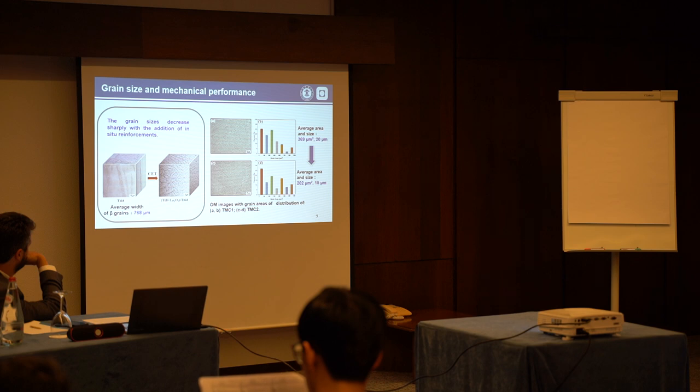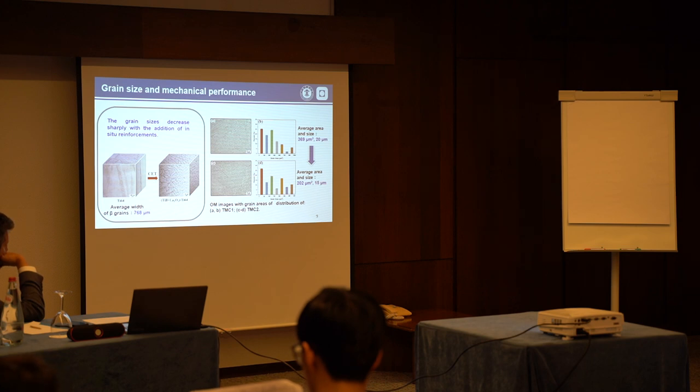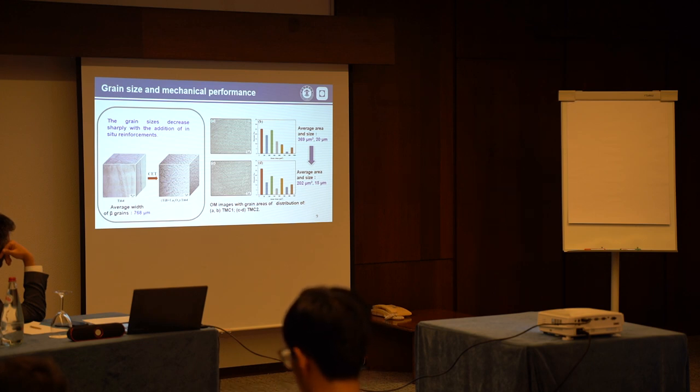The average width of the beta grains is about 768 microns. The average area and size of TMC1 is about 369 square microns and 20 microns. Similarly, those of TMC2 are 202 square microns and 50 microns.